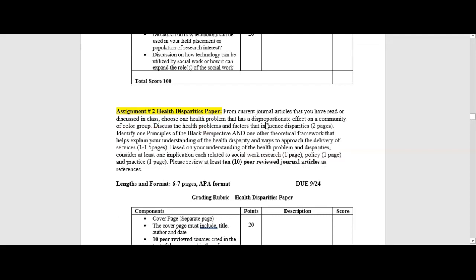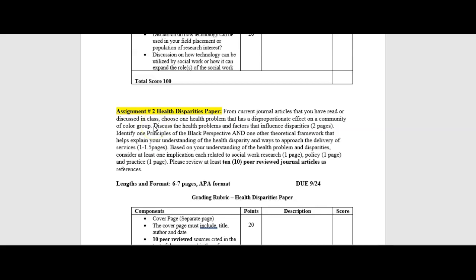Assignment 2, Health Disparities Paper. Again, I want you to write this in the context of COVID-19. So from current journal articles that you have read or discussed in class, choose one health problem that has a disproportionate effect on a community of color or group. Instead of you picking one, we're using COVID-19.